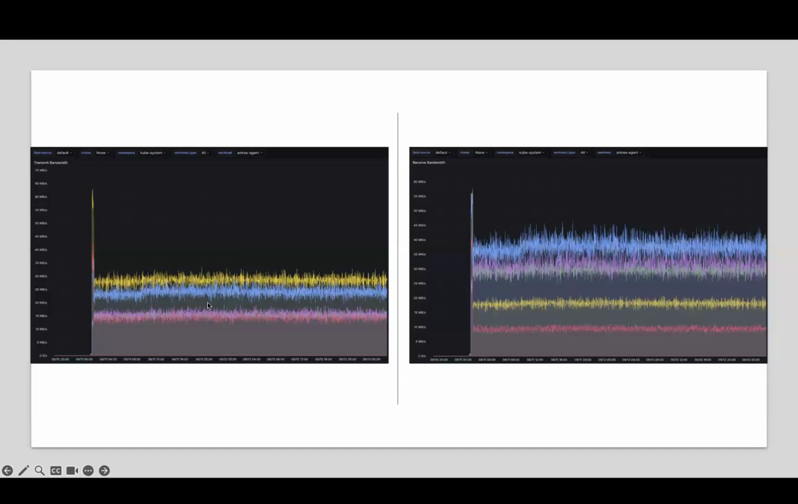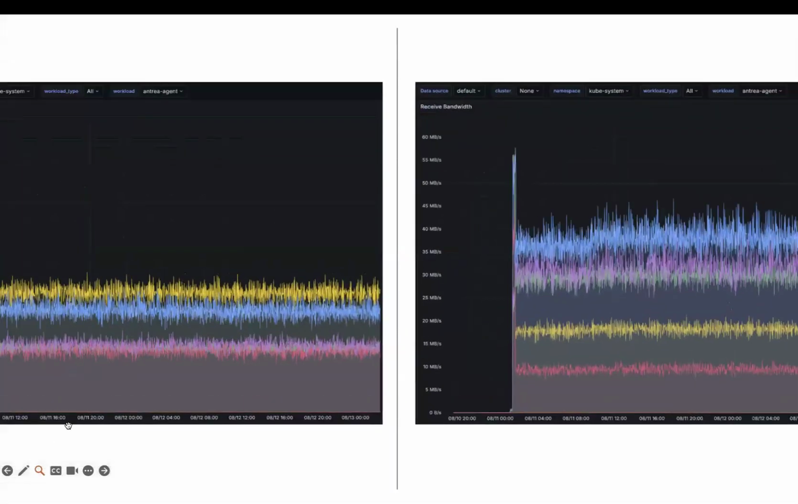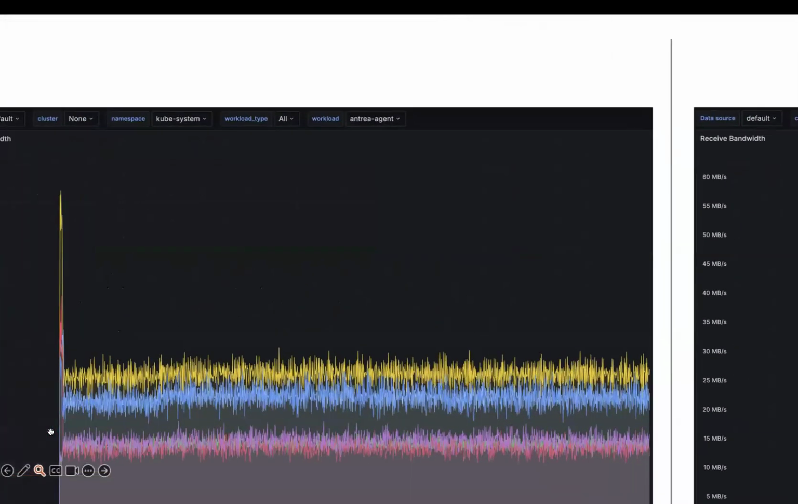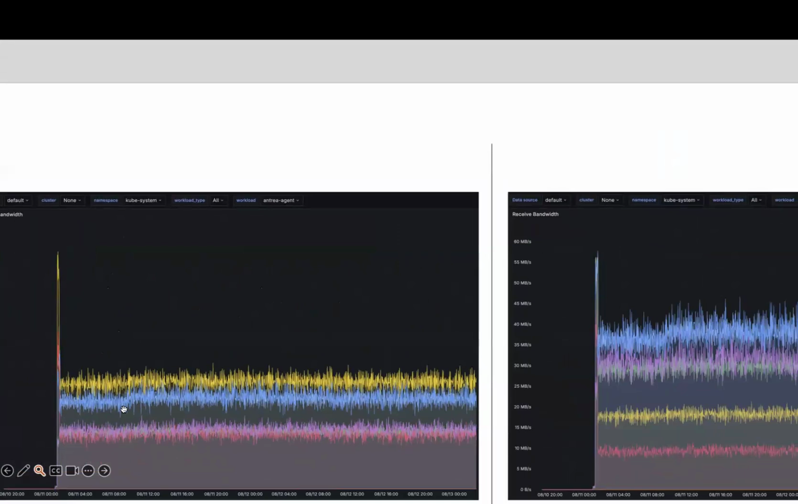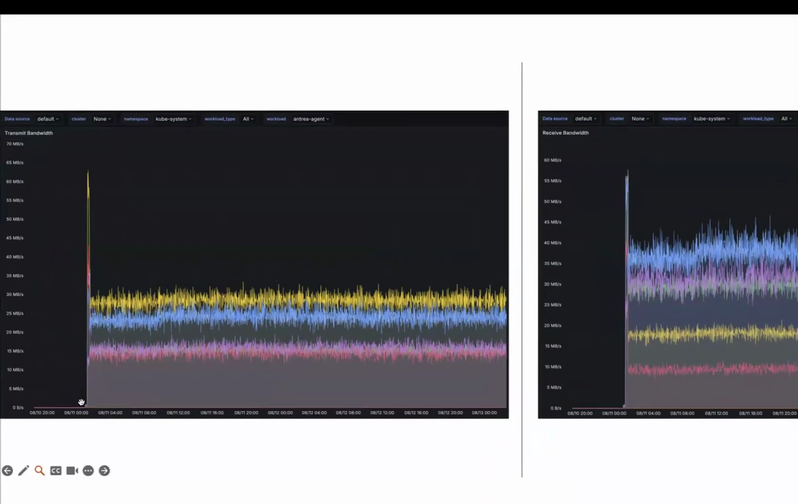And this is the bandwidth of the Antrea agent, transmit and receive bandwidth. It's as expected. When no workloads were there, it was very low, almost zero when idle. And when the workloads started, it shoots up very high because, as I said initially, I had huge external traffic. I scaled it down.